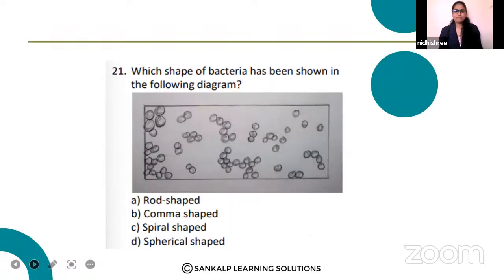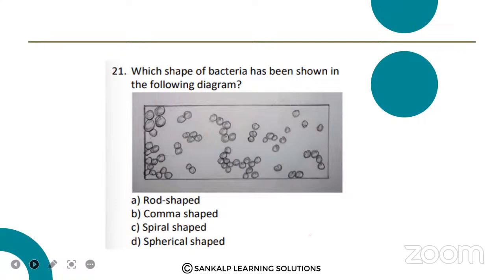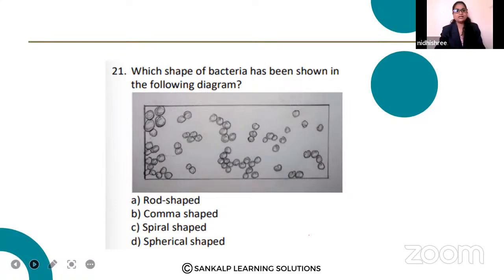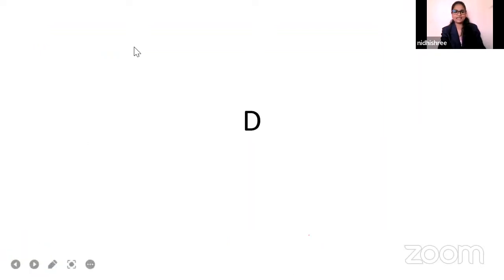Yes. Which shape of bacteria has been shown in the following diagram? Again, option A, rod shape. B, comma shape. Option D. Okay, option D. Kanchana Raj told option D. What about others? I got the chat answers also as option D. Very easy question, very quick responses. Let us proceed with the next question. 21st question, option D is the right answer. Fine.